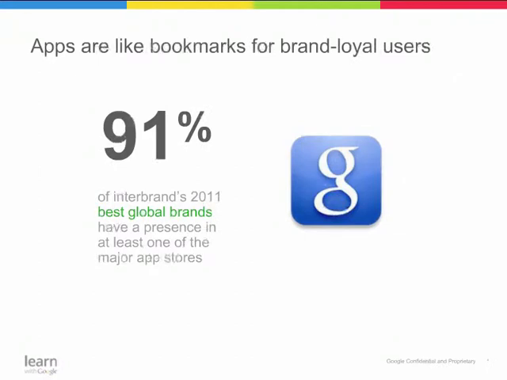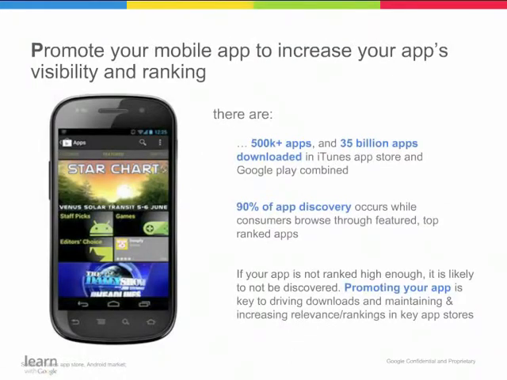In fact, 91% of companies featured in Interbrand's 2011 Best Global Brands have a presence in at least one of the major app stores. With applications, promotion and distribution is extremely critical. In the 2 major app stores, the Apple and Google Play, there are over 500,000 applications. 90% of apps are discovered while consumers browse through just the top-ranked apps. If your app isn't ranked high enough, it will likely not get discovered. Hence, the inevitable next step after a brand creates an app is to aggressively promote it in the market.